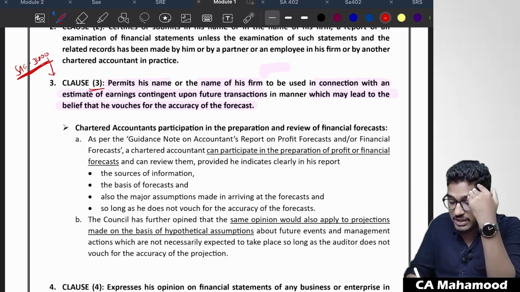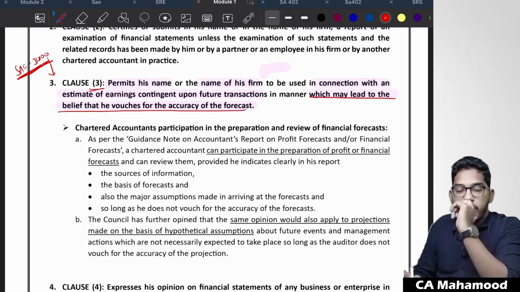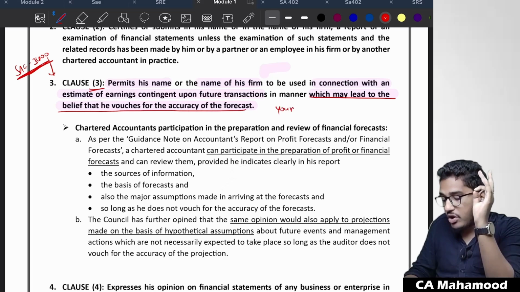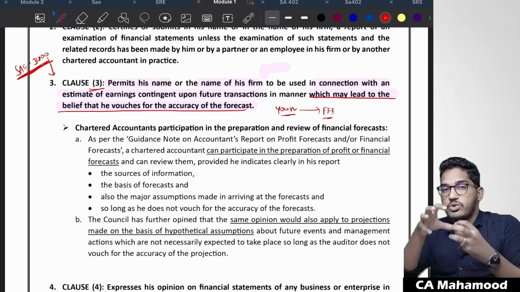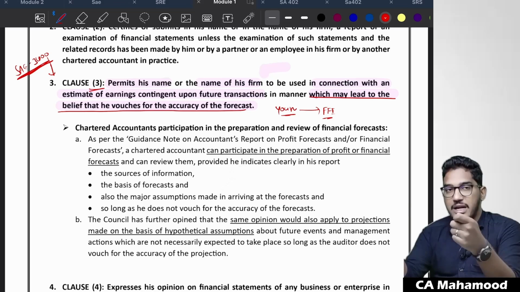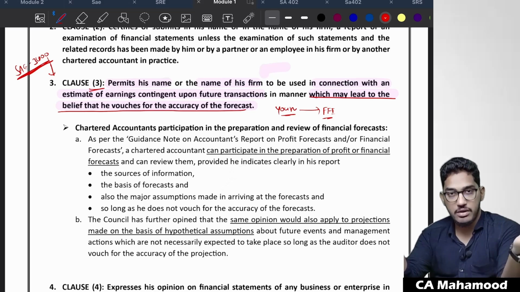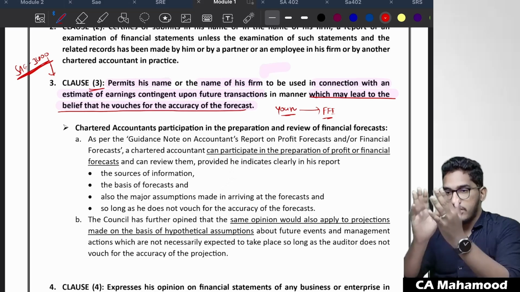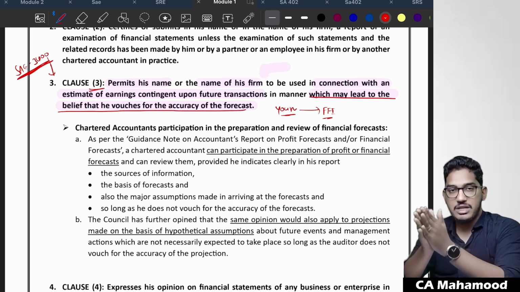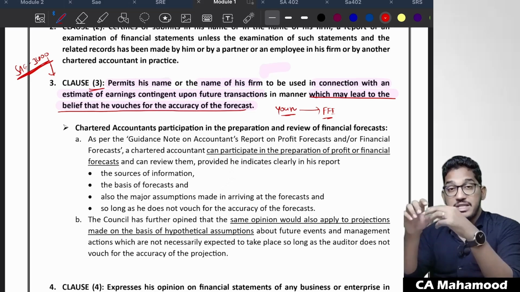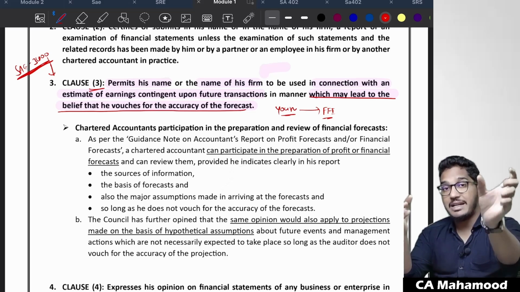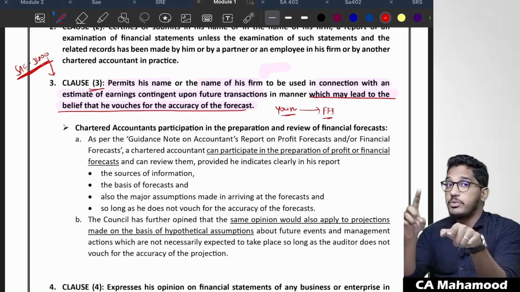No. Why? Because clause 3 says one more point here. Clause 3 says, which may lead to the belief that he vouches for the accuracy of the forecast. Which means you can permit your name or your firm's name to be used along with the future financial information, but it should not give a wrong picture that you are vouching for the accuracy. That means your usage of the name should not give a belief to the reader that, okay, this chartered accountant is giving a guarantee that this future will happen. That kind of engagement you should not do. So the summary of clause 3 of part 1 of the second schedule is: as a chartered accountant in practice, if you permit your name or your firm's name to be used along with the future financial information, which gives a belief that you are vouching for the accuracy, that means you are acting as a guarantee for those future events, then you will be deemed to be guilty of professional misconduct.